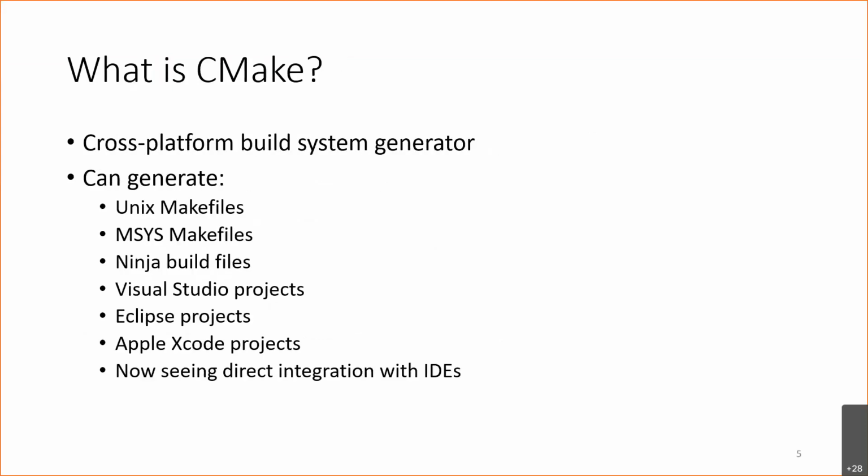So what is CMake specifically? CMake is a cross-platform build system generator. So you give it a description of your project, and from that, it can generate files to be used by a number of different build systems, including various flavors of makefiles, Ninja, and assorted IDE project files. And as I mentioned before, some IDEs are now actually directly supporting CMake, so you don't need to do the intermediate step of project generation.